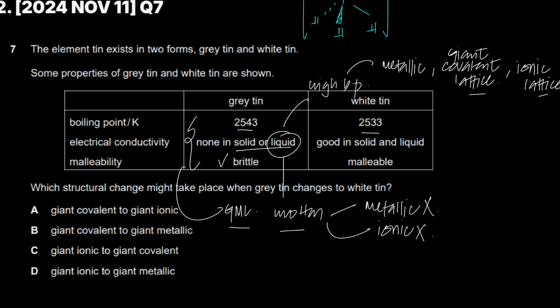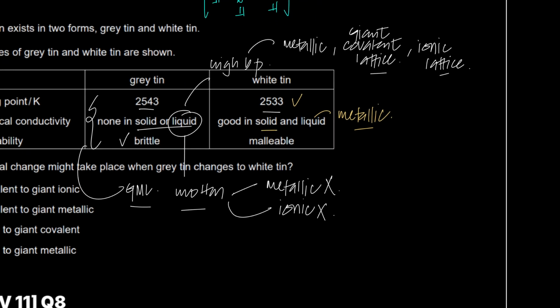Now, he's saying, let's look at white tin. White tin, again, has a high boiling point, so it can be either this or this or this. He's saying it's a good conductor in solid and in liquid. What does that eliminate for you? If it's good in solid, that means it must be metallic. It can definitely be metallic. Why can't it be ionic? Because ionic compounds conduct electricity in molten state and in aqueous state, not in solid state. So in solid state, if it's conducting electricity, it's most definitely metallic, right?